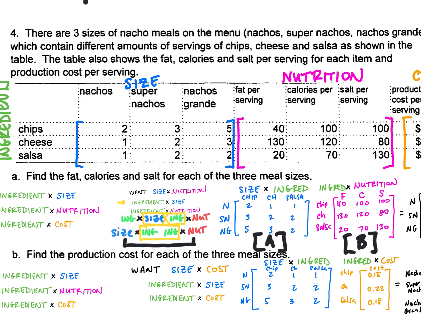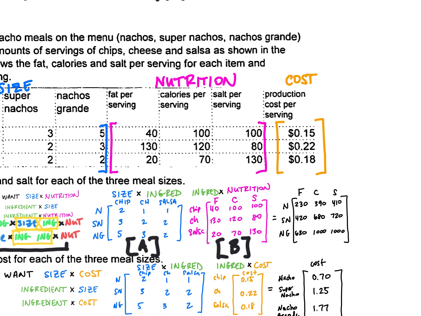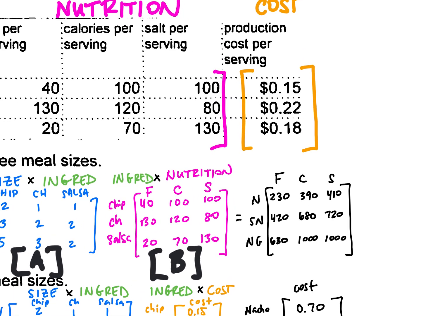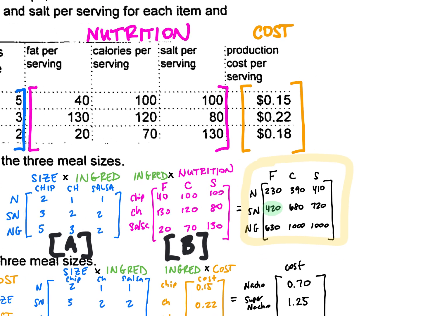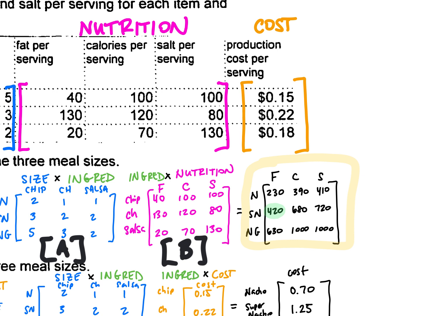So what we should have found on our calculator is we should have gotten this as our final matrix, right? Okay, so double check that. So now if I asked you, how much fat per serving is in a super nacho, you would be able to look at super nacho and the fat content, and we would be able to answer that question. There's 420 fat per serving, we could say, right?